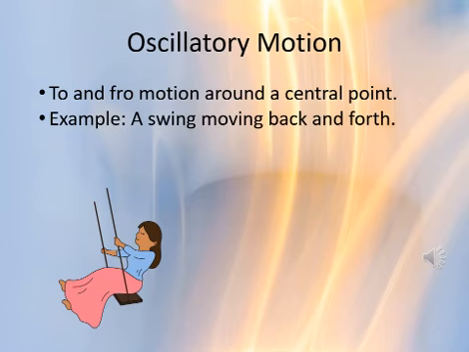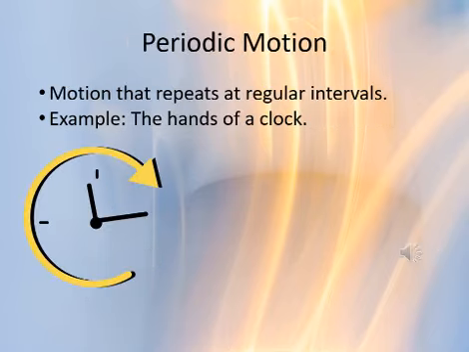Periodic motion. This is motion that repeats itself at regular time intervals. For example, the hands of a clock go around in circles and repeat the same motion every 12 hours. The earth going around the sun is also a periodic motion. It happens again and again in the same way every year. These motions help us measure time.